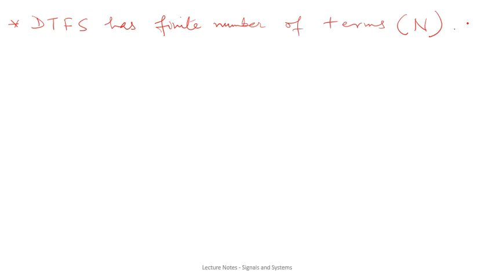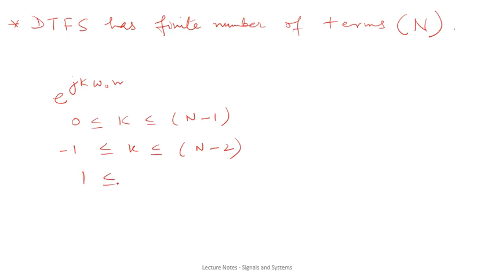So this means that you can choose any N independent harmonics e raised to the power j k omega naught n. There can be different intervals, like from 0 up to N minus 1, both included, or the other interval can be this, or one more alternative can be this.